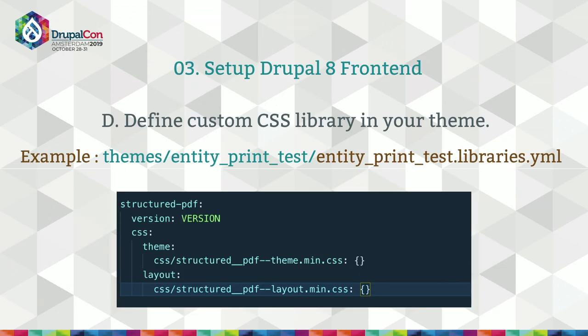Next thing is you actually define a library in the libraries.yml file. Here you have two files. One is for the layout and one is for the actual theme.